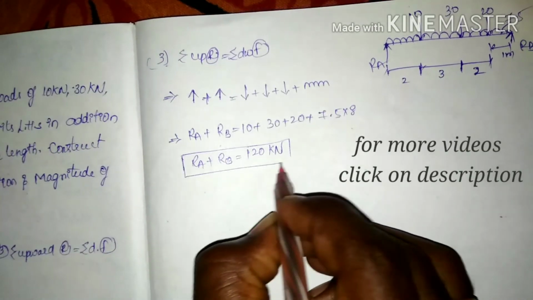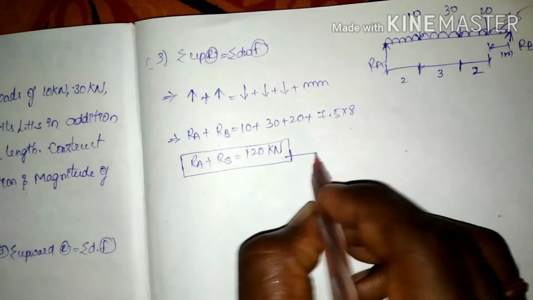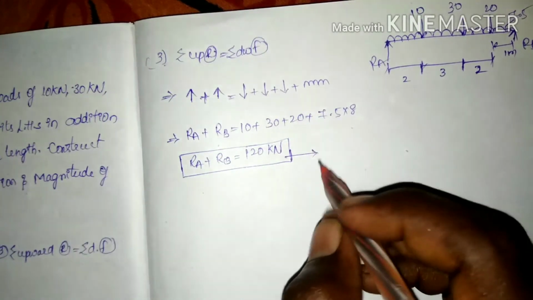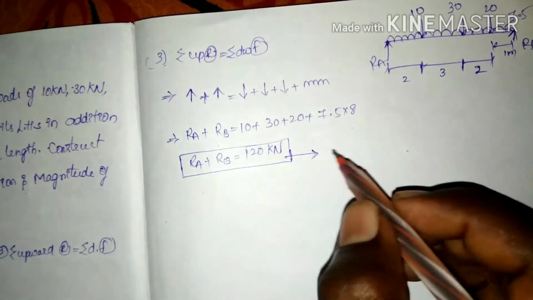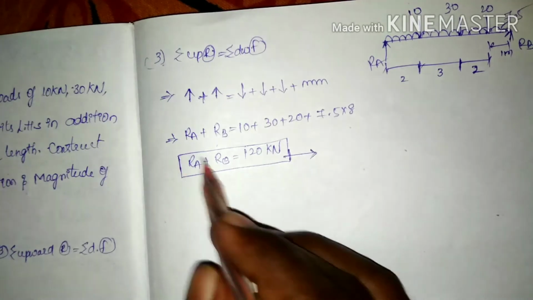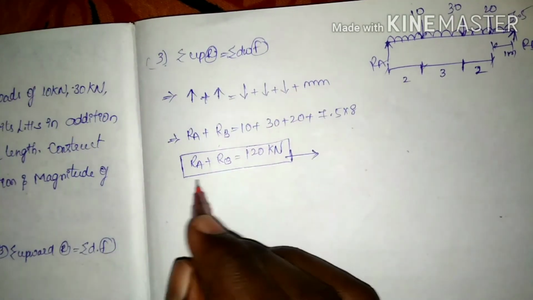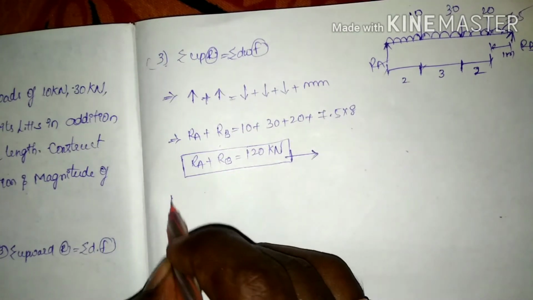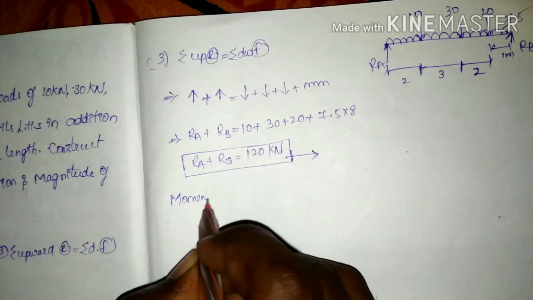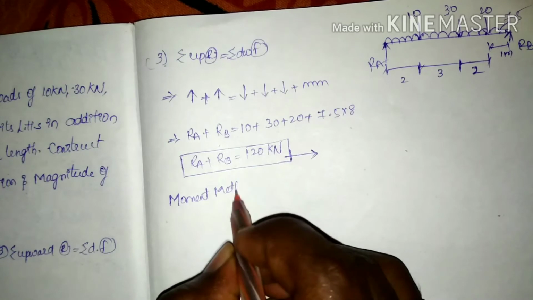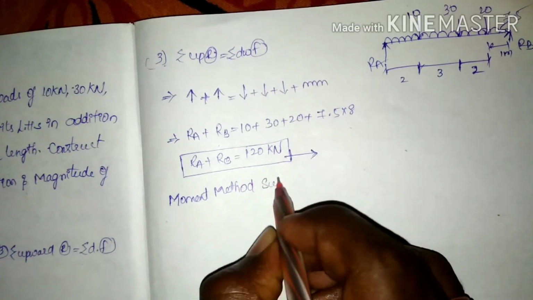Here we know that the combination of RA and RB, that is the load, is 120. We don't know the individual reactions of RA and RB. To find the individual reactions, we use the moment method, and after that we use the substitution method.